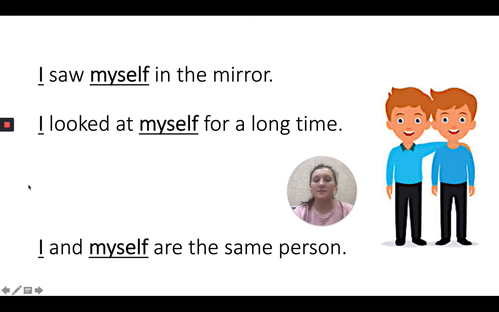So again, here's another example. I saw myself in the mirror, and I looked at myself for a long time. Myself would refer back to I, because I was the one who was looking in the mirror at myself. Then again, in our second sentence, myself refers back to the subject, which was I, because I was the one who looked at myself for a long time in the mirror. So I and myself are the same person, and that's why they are reflexive pronouns.